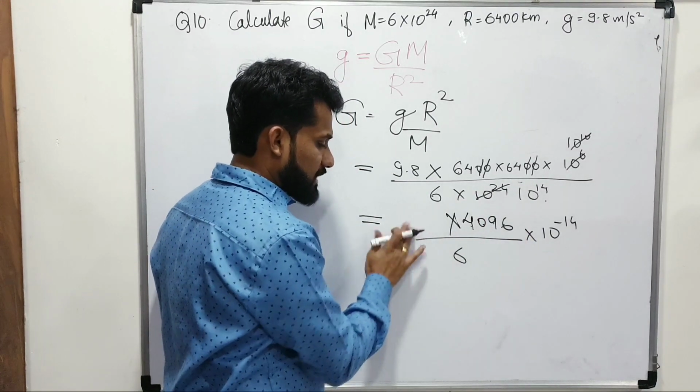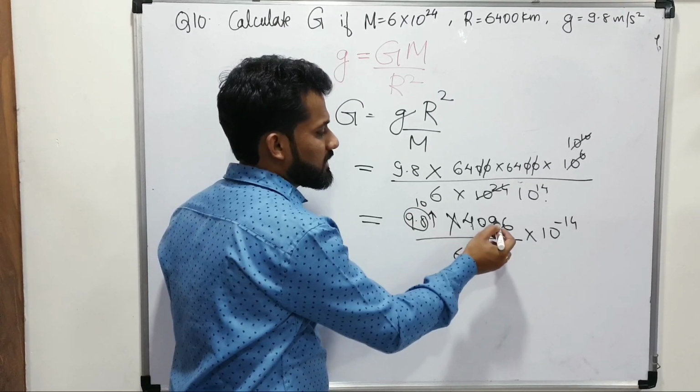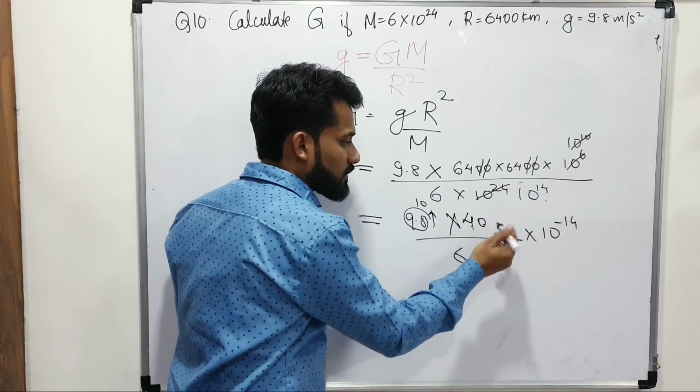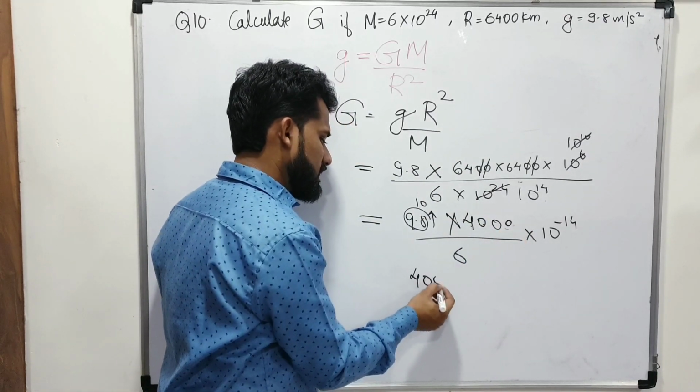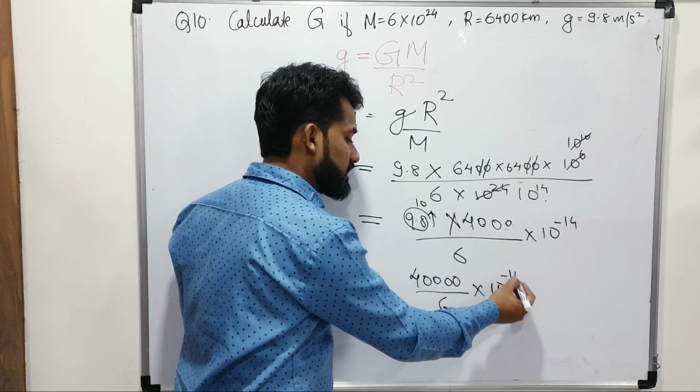But since it is actually 9.8, I increased it a little to 10, so I will just drop this extra part. Because I increased this, I will decrease this. I'll make it 4000. So 4000 into 10 is 40,000 by 6 into 10 raised to minus 14.